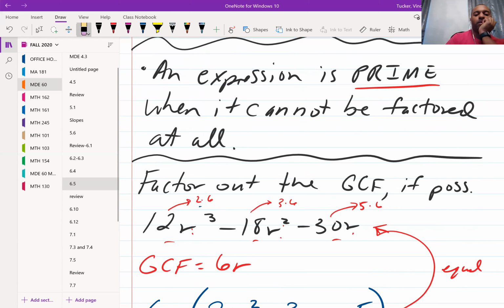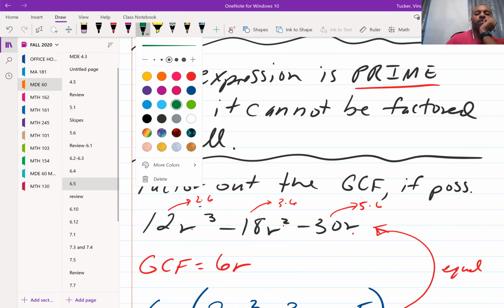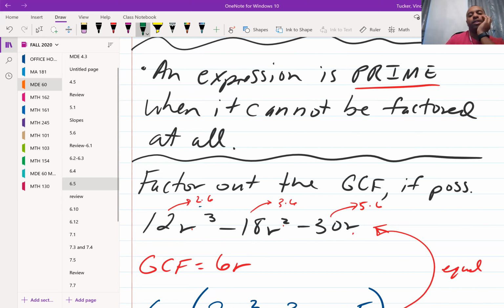All right, so let me reset this stuff. It says factor out the GCF if possible. So always remember, if possible, they give that option for prime to be the answer. So 12r cubed minus 18r squared minus 30r is our original expression.